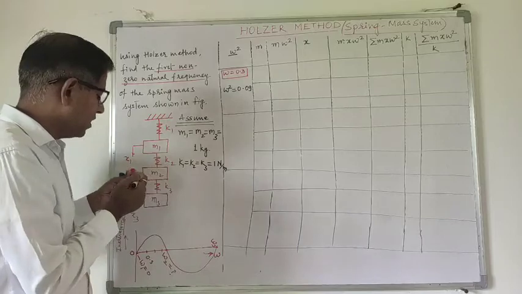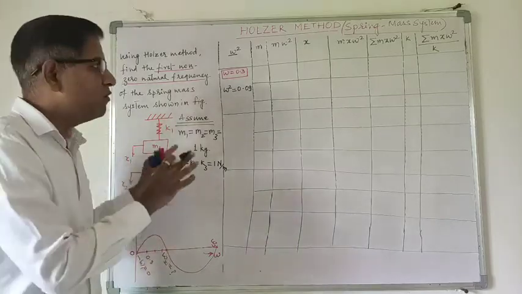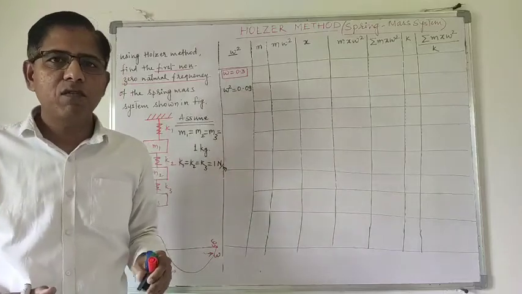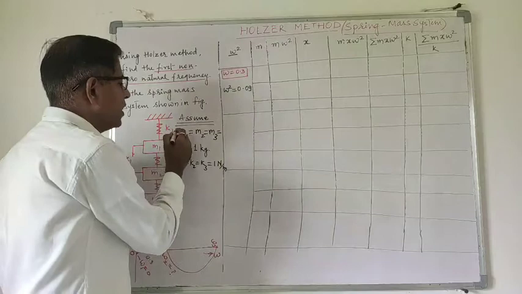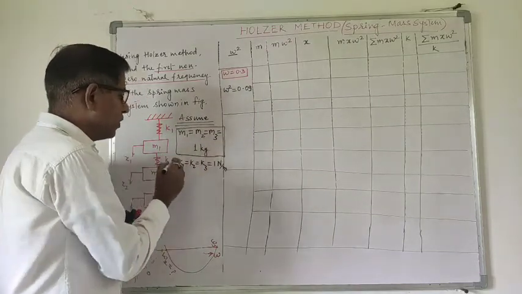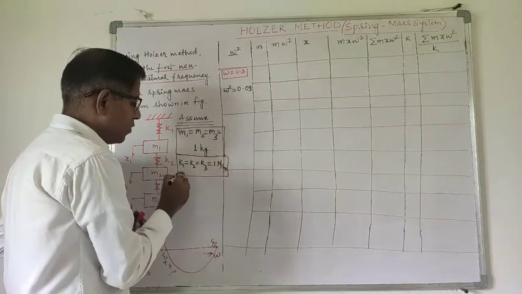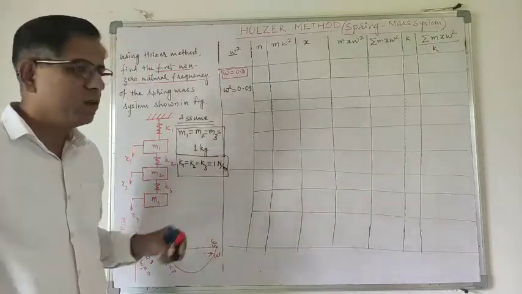So if the values are given that this is 1 kg, this is 2 kg, this is 1 kg, in that case we would have used the actual values, but since the values are not given, here we have assumed m1, m2, m3 all are equal masses, and that is equal to 1 kg, and stiffnesses of the 3 springs are also equal, and that is equal to 1 Newton per meter.